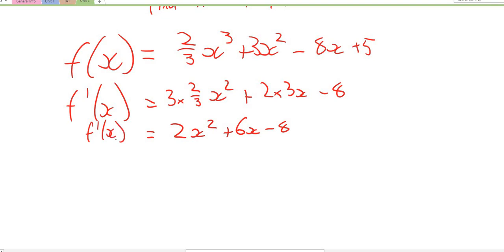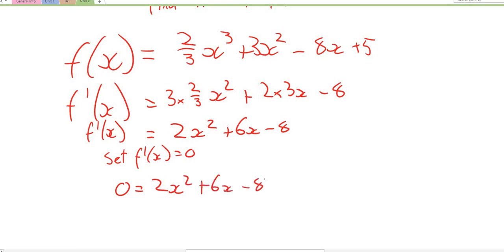Once I have my derivative, guys, what do I need to look for to find any turning points? What do I know about derivatives? It lets me find turning points. Yeah, turning points happen when the derivative is equal to 0. So set f dash of x equals 0. So we have 0 equals 2x squared plus 6x minus 8.